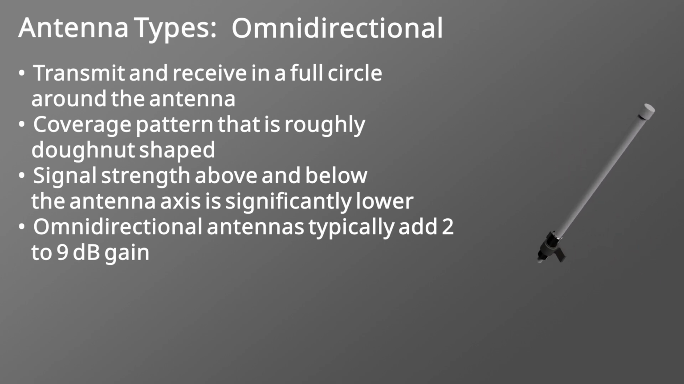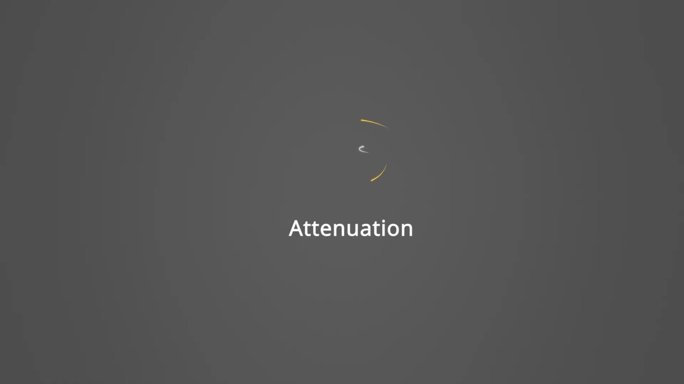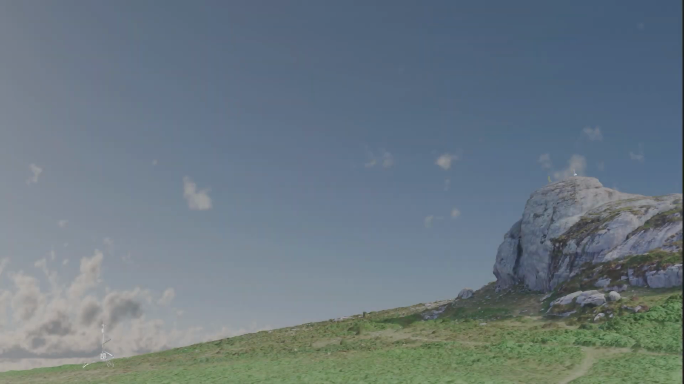Next, I'll look at how signal loss can occur through attenuation. Attenuation is the reduction in signal strength as a radio signal travels over distance or through a medium. Signals become weaker due to absorption, scattering, resistance, or simple spreading.